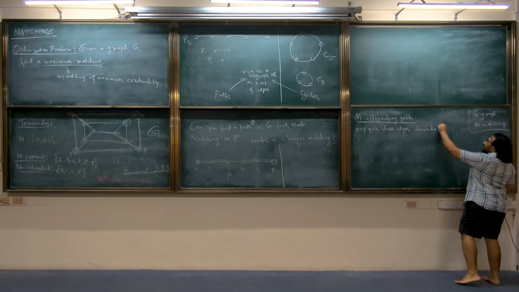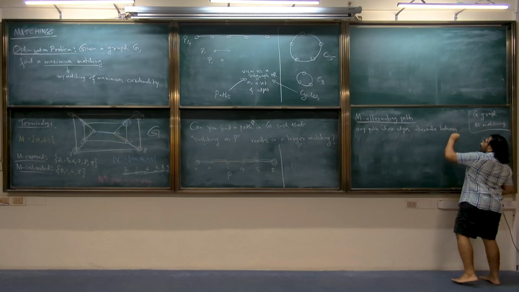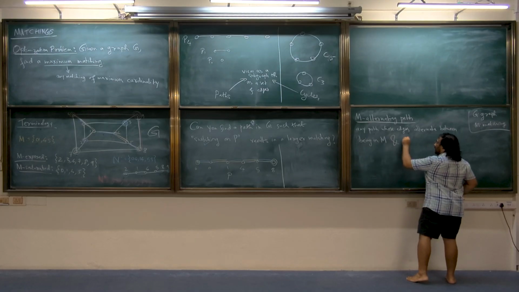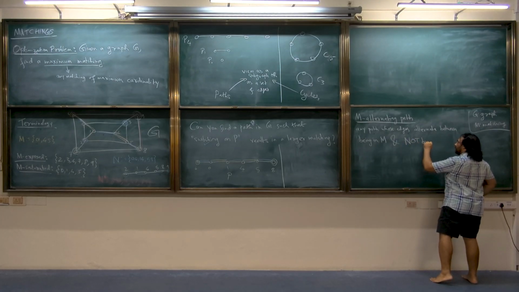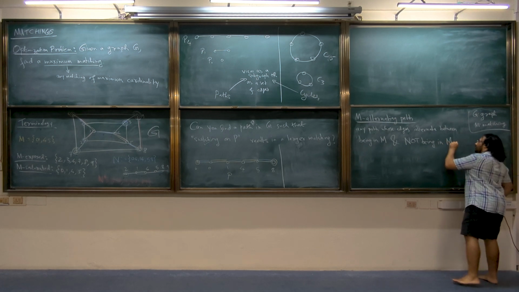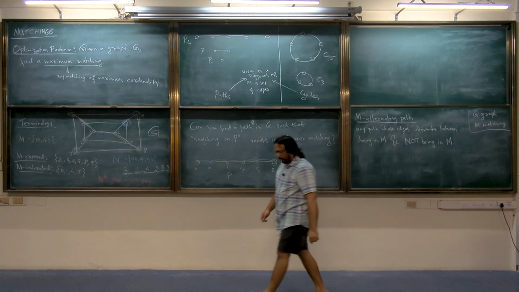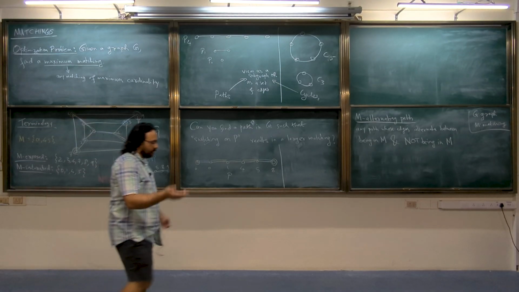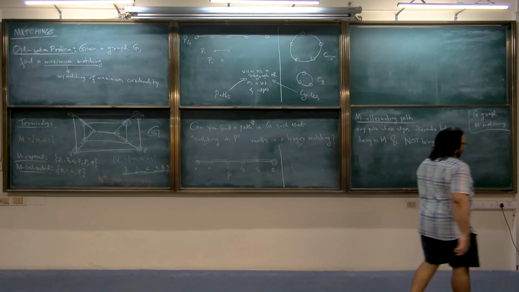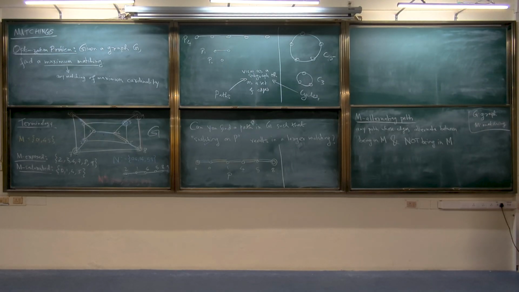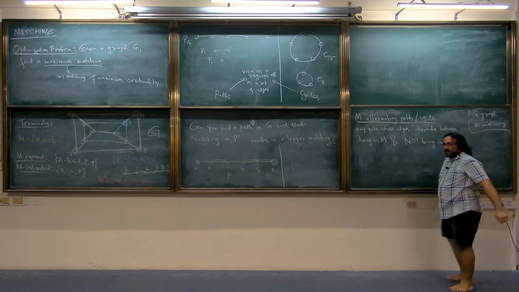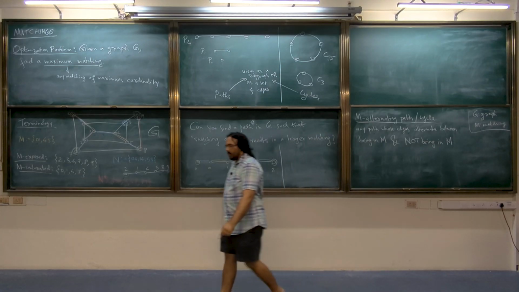Any path whose edges alternate between being in M and not being in M. So if you traverse in one direction, doesn't matter which direction, the edges will alternate between being in M and not being in M. And I will also use the same terminology for a cycle. If a cycle has the same property, we'll call it an alternating cycle.